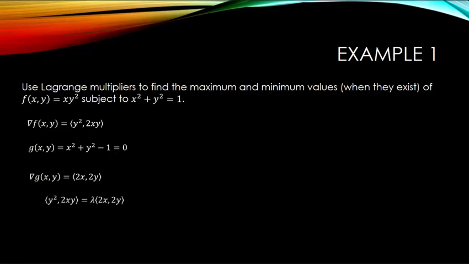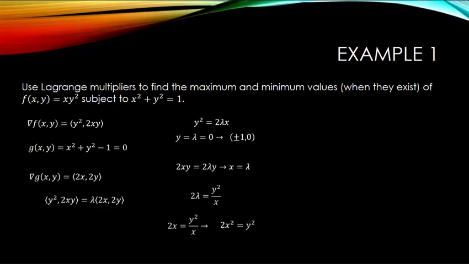I know that the gradient of f has to equal lambda times the gradient of g, so that y squared has to equal 2 lambda x, which tells me that y is equal to lambda, which is equal to 0, giving me coordinates of plus or minus 1 and 0 for one of my critical values. I also know that 2xy has got to equal 2 lambda y, which tells me that x is equal to lambda. Solving y squared is equal to 2 lambda x for 2 lambda, and then plugging x in for lambda, gives me 2x is equal to y squared over x, or 2x squared is equal to y squared.